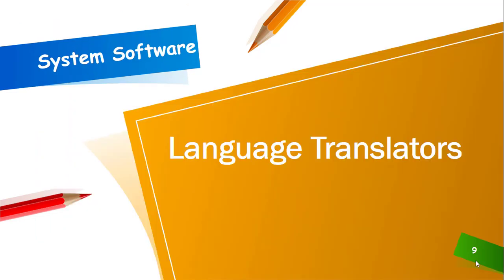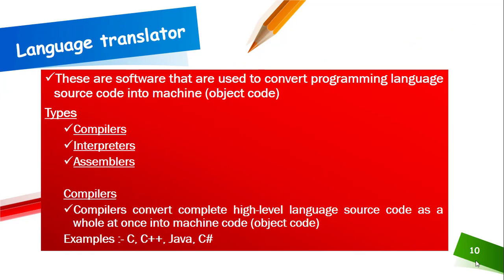Next one we have is language translators. Language translators are the software that are used to convert programming language source code into machine code or object code. The machine code is also known as object code. We have a few types, and this is a very important concept in any of the programming domain. And the types are compilers, interpreters, and assemblers.